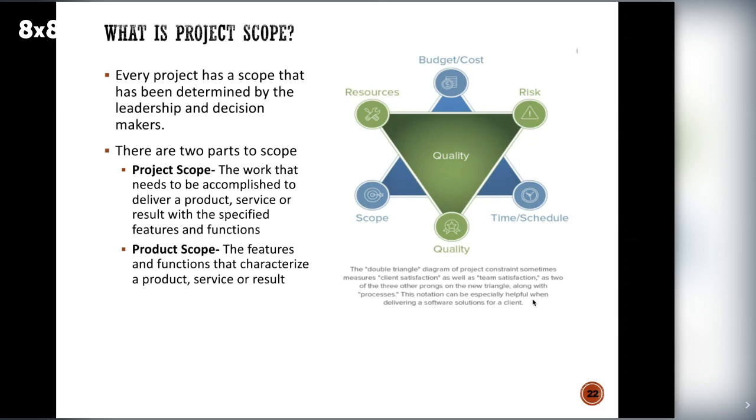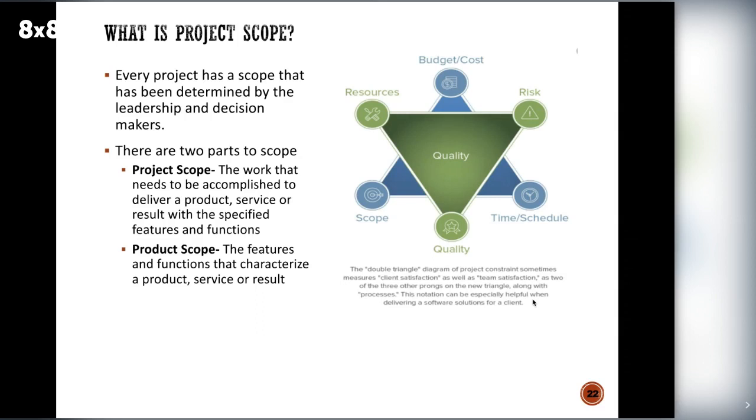There are two parts to scope. The first one is the project scope. This is the work that needs to be accomplished to deliver a product, service, or result with its specified features and function. While product scope, this is the features and the functions that characterize a product, service, or result.